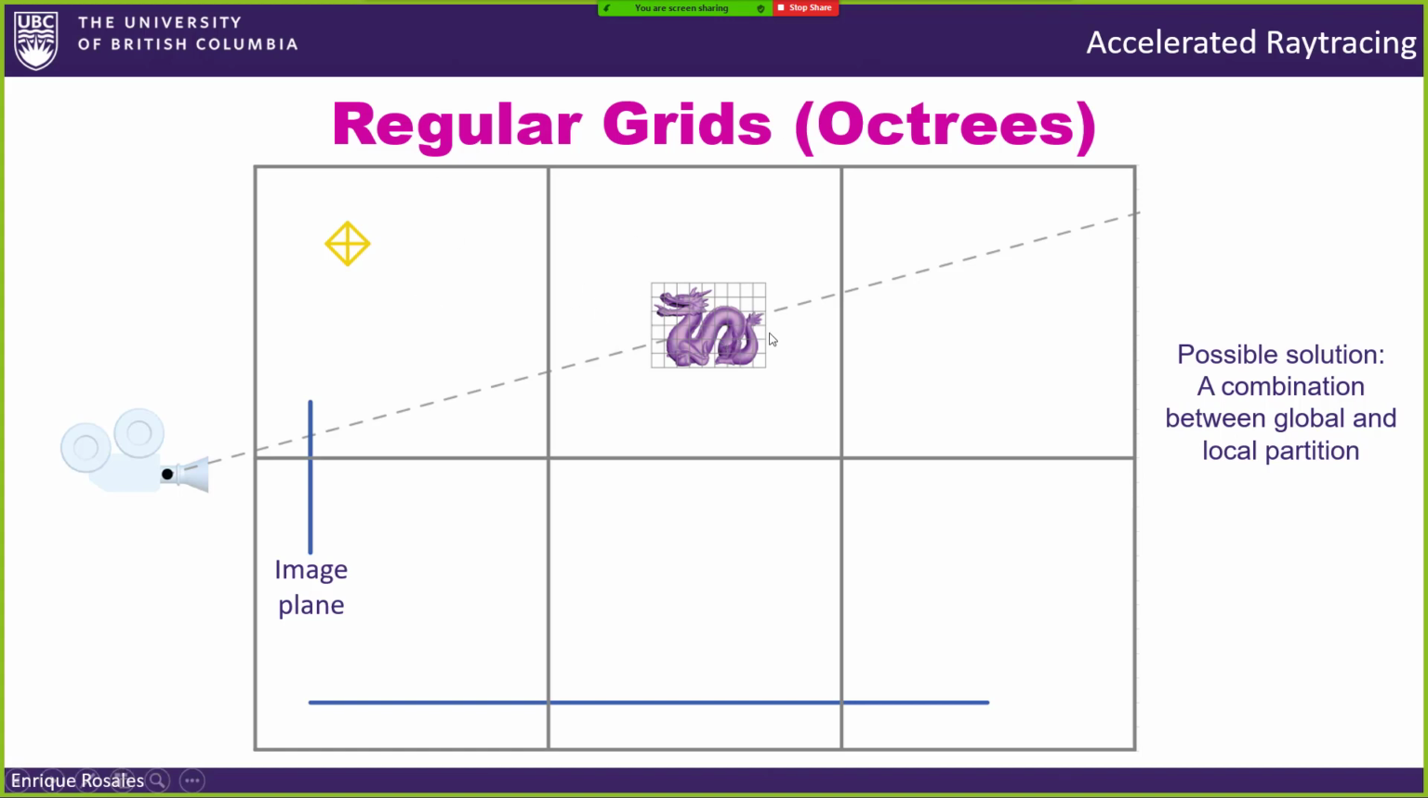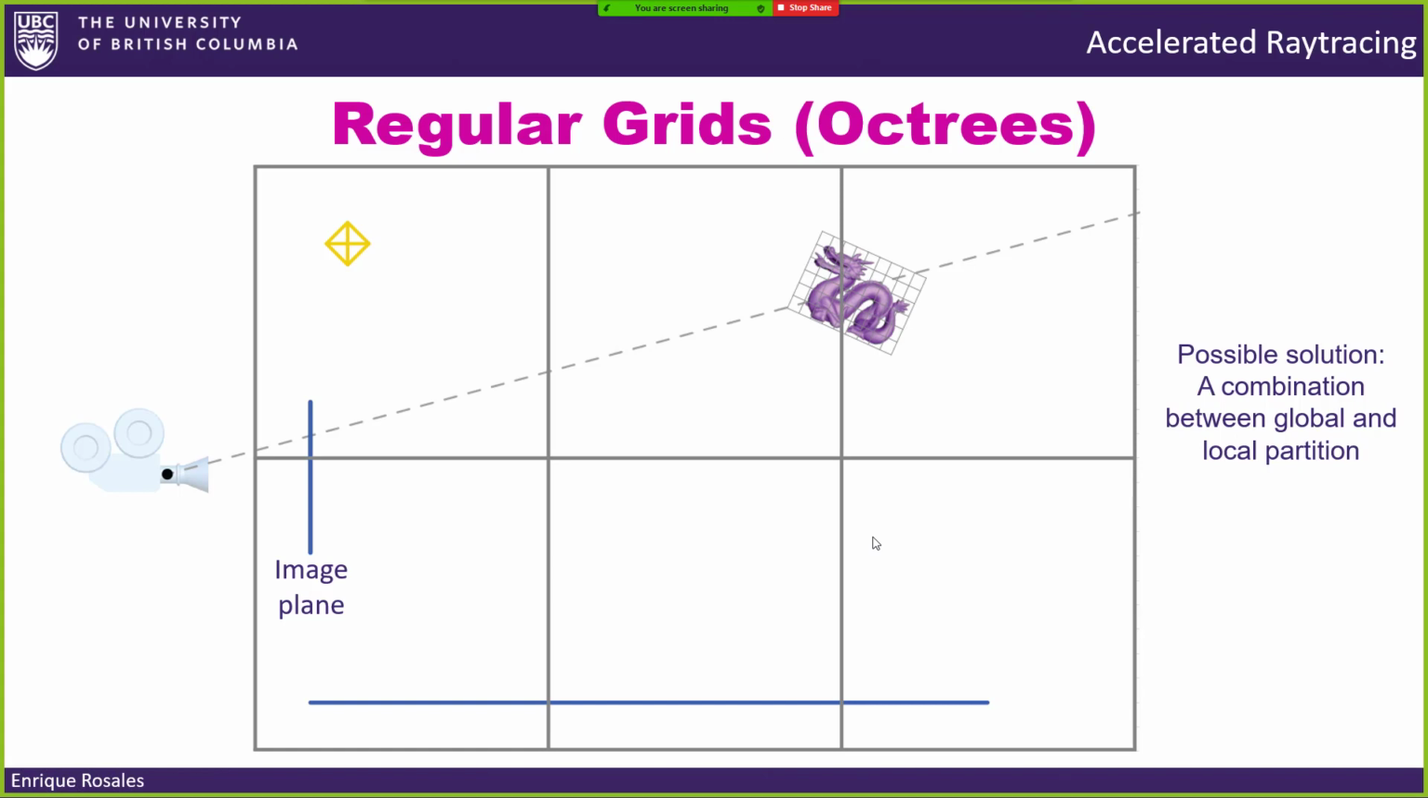And its own local partition could be either an octree, or depending on how you need it, it could be also a KD tree or BSP, right? So it could be anything. But let's say for now that you have a local regular partition for your dragon and also a global partition, right? So that will be actually very efficient, right?